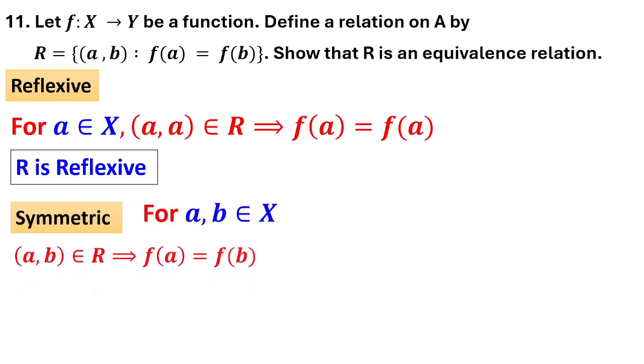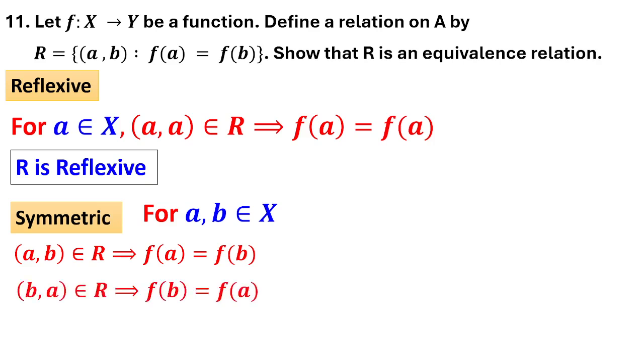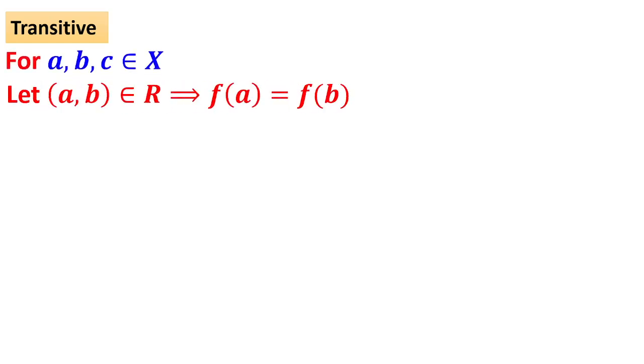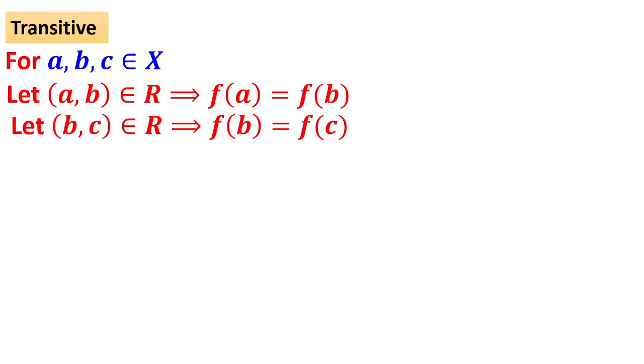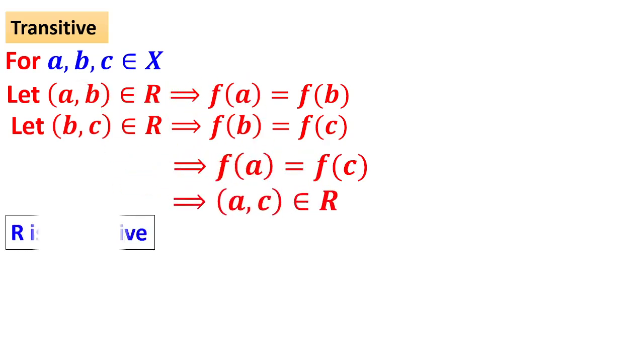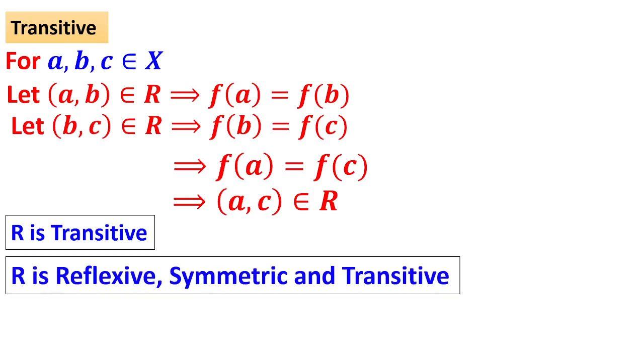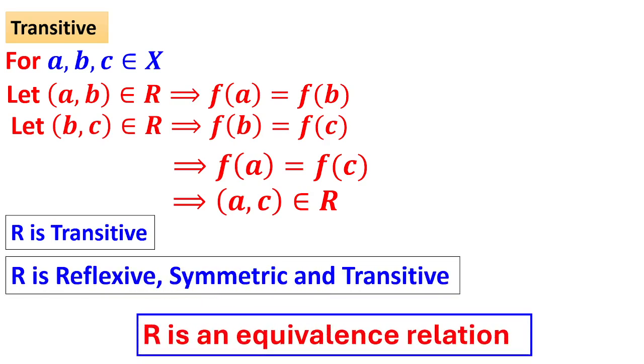Let us go to symmetric. (a, b) means a is related to b if f of a is equal to f of b. b related to a means f of b is equal to f of a. By taking the first statement, the second statement is also true. Therefore, it is symmetric. Let us go to transitivity. Taking 3 elements, you assume a is related to b, so f of a is equal to f of b. b is related to c, therefore f of b is equal to f of c. From these equations, f of a is equal to f of c. Therefore, a is related to c. Good. Therefore, it is transitive. Therefore, reflexive, symmetric and transitive. Therefore, it is an equivalence relation.